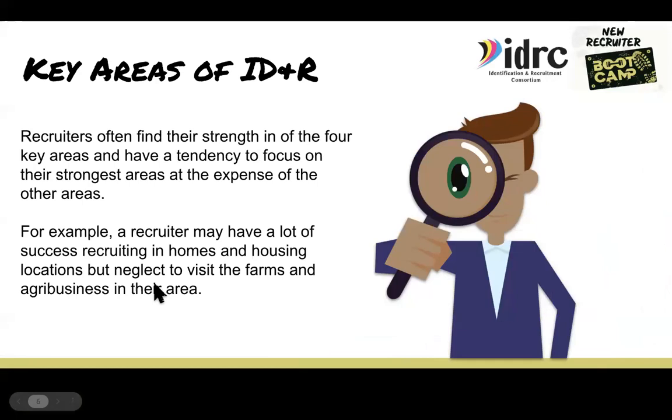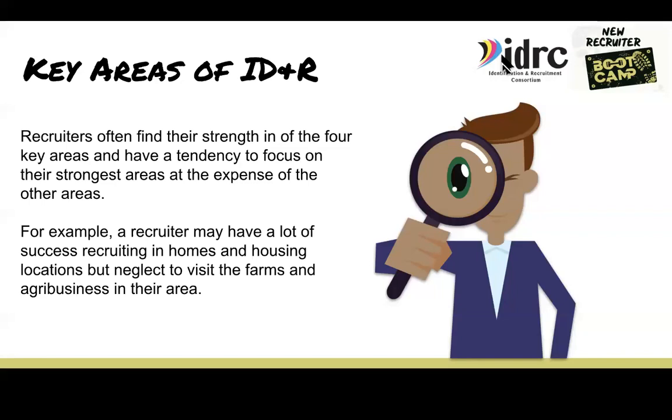Recruiters can often find their strength in one of the 4 key areas that we talked about. But the problem is that when a recruiter finds their strength in that key area, they have a tendency to focus on their strongest areas at the expense of other areas. For example, a recruiter may have lots of success recruiting in homes and housing, going door to door, speaking to families with kids. But because they have so much success doing that, they oftentimes neglect to visit the farms in their area or the agribusinesses in their area.